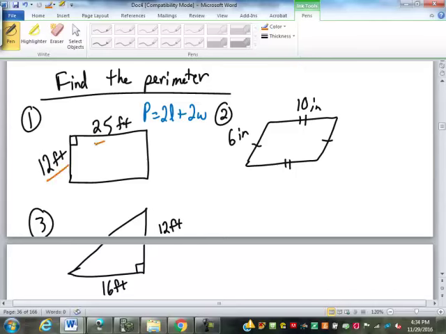So it'd be 12 plus 25. You have to remember that the opposite side is the same length, so plus another 12, plus another 25. Either way, that adds up to 74 feet.